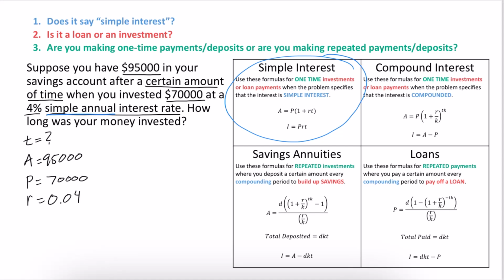Okay, so on this problem, when you plug in your numbers, you get 95,000 equals 70,000 times 1 plus my interest rate, 0.04, times t. And by the way that I knew to use this formula and not this one is because I know what A is, and I wasn't given I, and so that's how I knew to use the first formula.